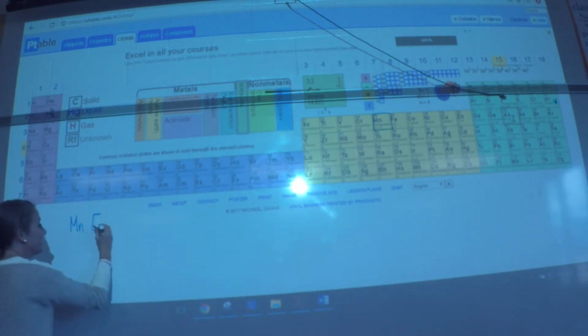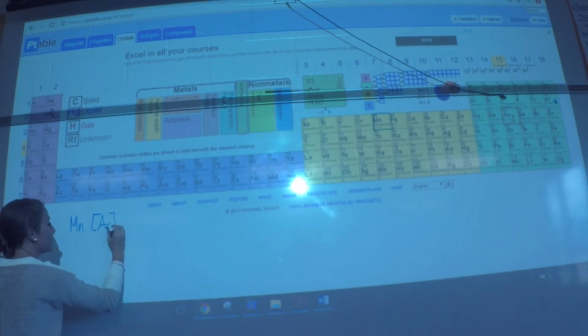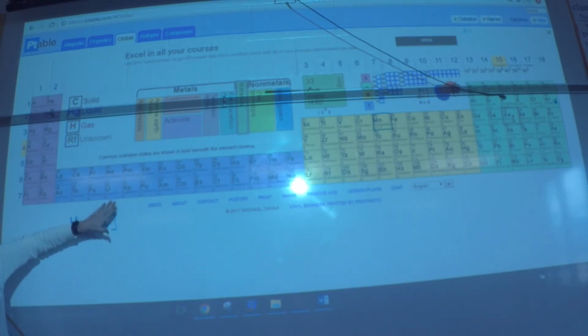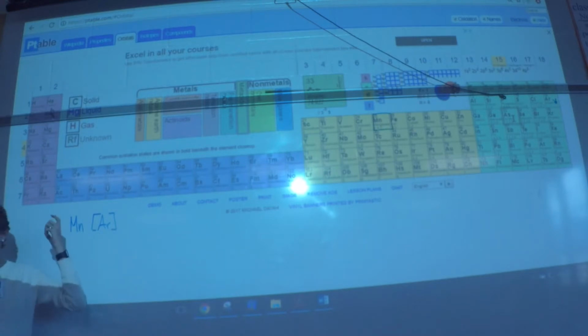Is 118 a noble gas? Technically, yes. Okay, so to shortcut it, put Ar in brackets, like so. If you don't put this, it's wrong. By writing this symbol in brackets, it tells someone else who's reading your paper that 1 through 18 is already filled up, so we just have to start at 19. So what orbital is this one right here? 4s.